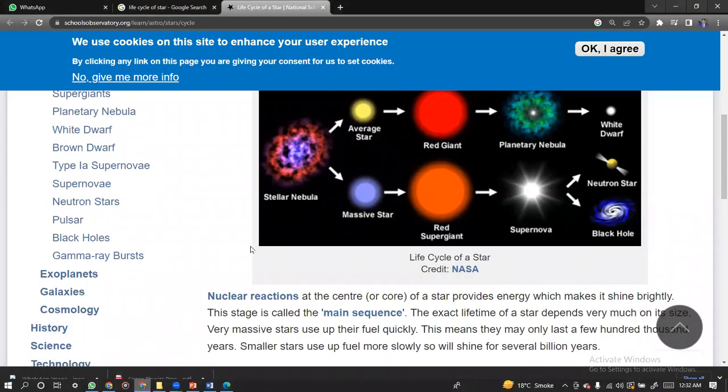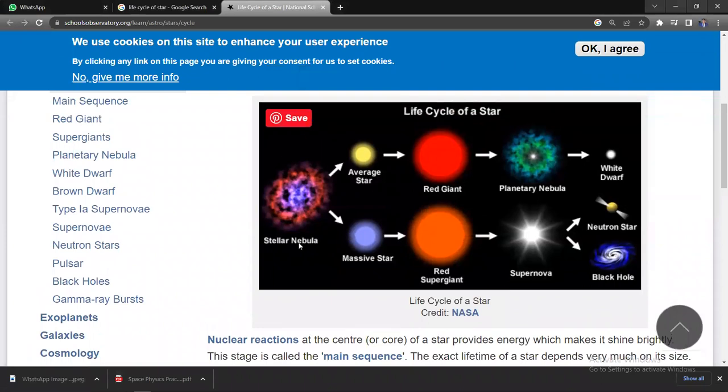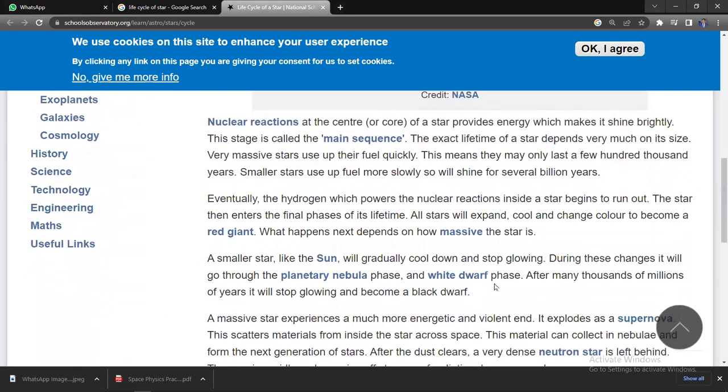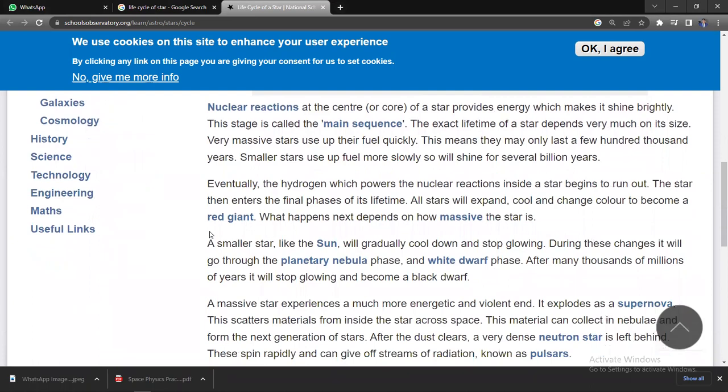So after the stage of the protostar, you start with a stellar nebula. Then you have a massive star, and after the protostar it becomes a main sequence star, which converts into a red supergiant, and then a supernova happens. Then either a neutron star is formed or a black hole is formed. Okay, I just want to read this so you have a much clearer vision.